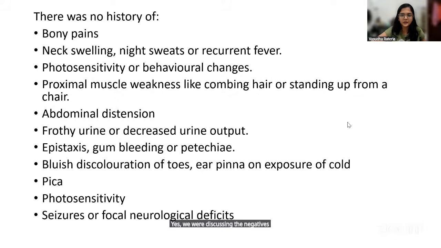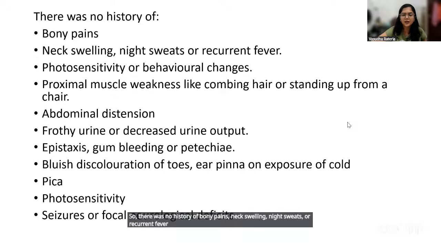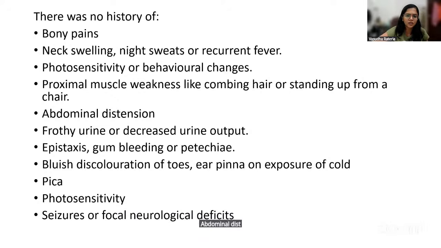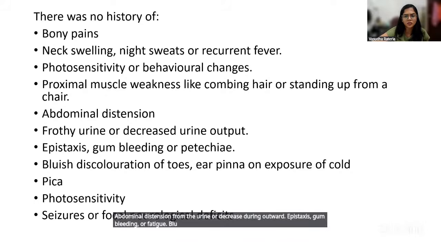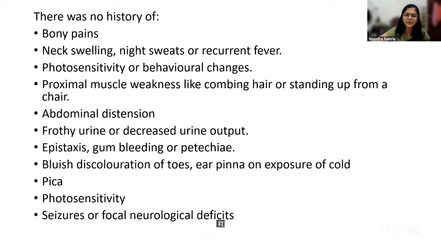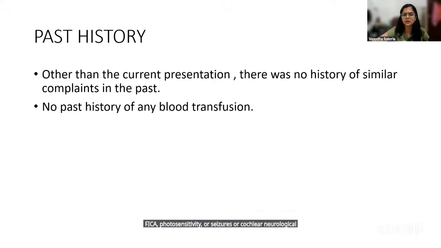So, there was no history of bony pains, neck swelling, night sweats, or recurrent fever, photosensitivity or behavioral changes. Then there was no history of proximal muscle weakness like combing hair or standing up from a chair, abdominal distension, frothy urine or decreased urine output, epistaxis, gum bleeding or petechiae, bluish discoloration of toes, ear pinna on exposure to cold, pica, photosensitivity, or seizures or focal neurological deficits.